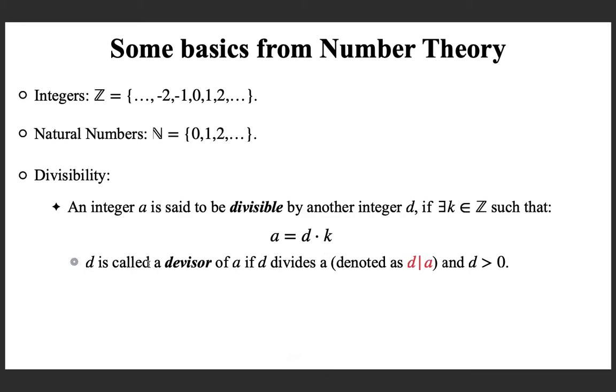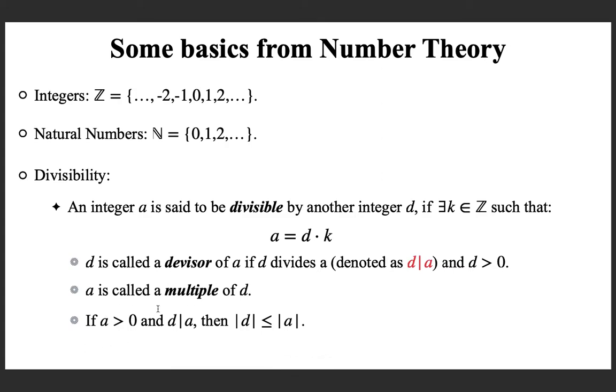Now, d is called a divisor of a if d divides a and d is greater than 0. So, divisors are all positive numbers dividing a number. This is a notation saying d divides a. For example, 12 divides 36. When d divides a, a is called a multiple of d. A is a multiple of d because a is nothing but d multiplied by k.